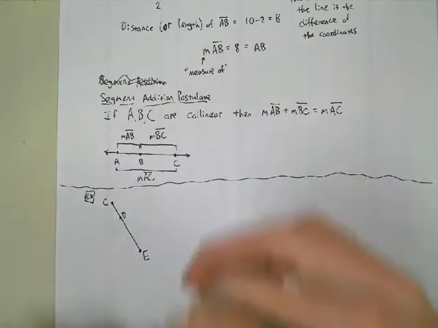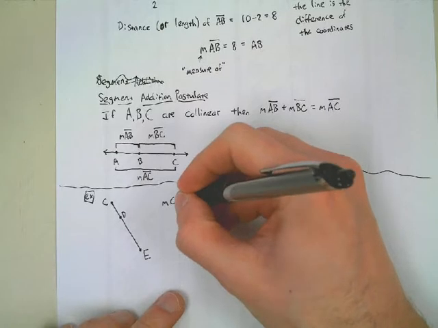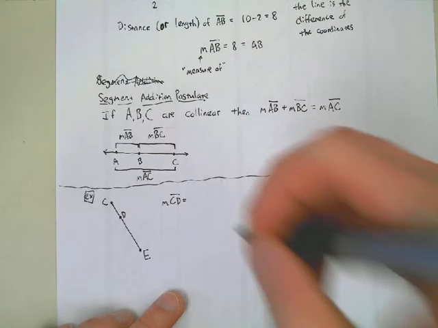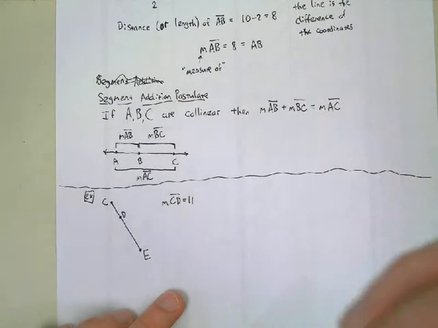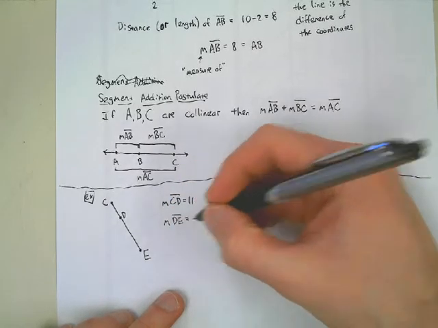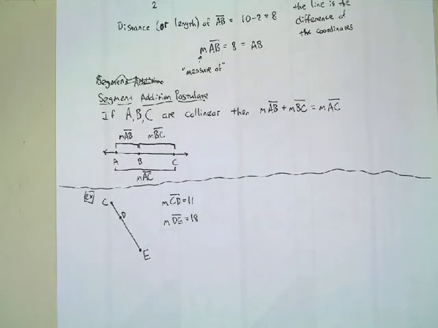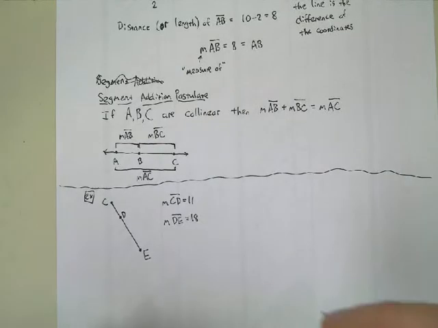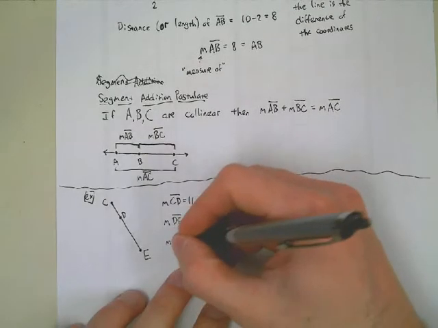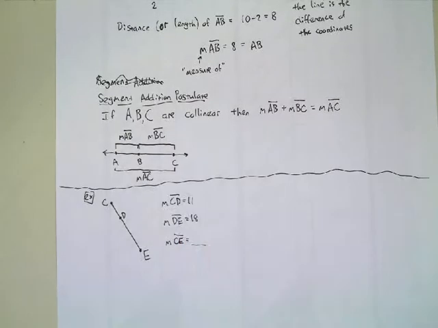So, and then I'll give you some measures here. So let's say that the measure of CD is 11. Let's say the measure of DE is 18. Okay. CD is 11, DE is 18. And I want to find the measure of CE, the full piece there.